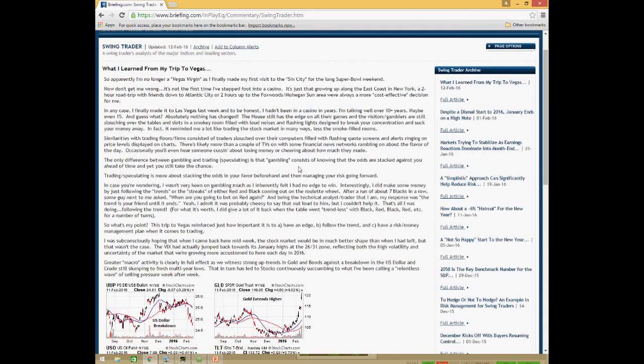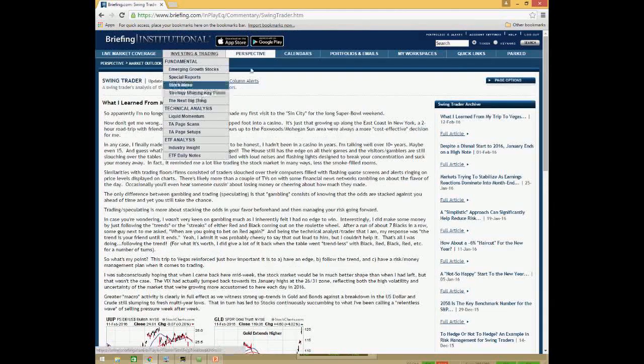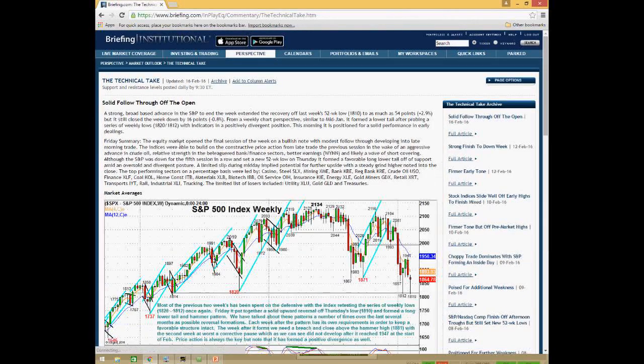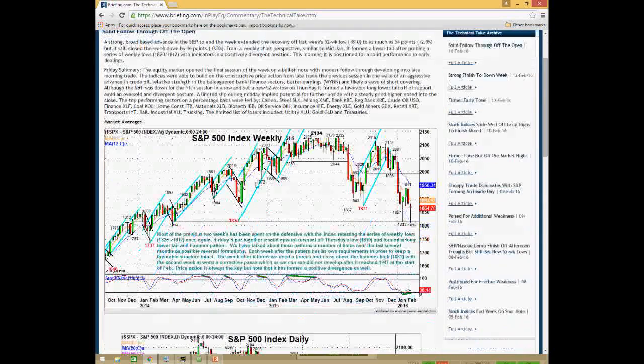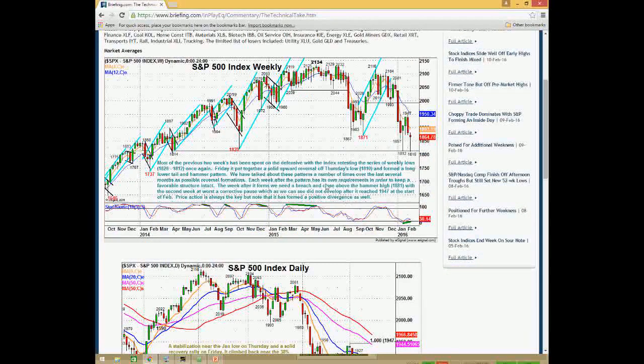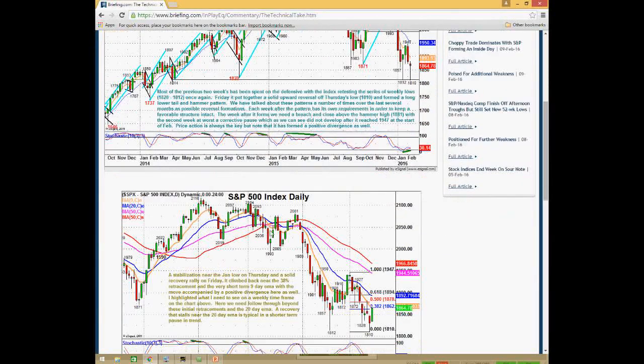So that's the swing trader page. I don't want to spend too much time on each one of these pages. But then another page, from one of my colleagues, is the technical take, which is right underneath my swing trader column. And this is an excellent page to look at each day because he covers the major indices, mostly the S&P 500 and NASDAQ markets, on a daily and weekly basis, and the key support and resistance levels that you should be aware of. It's really just an excellent tool.